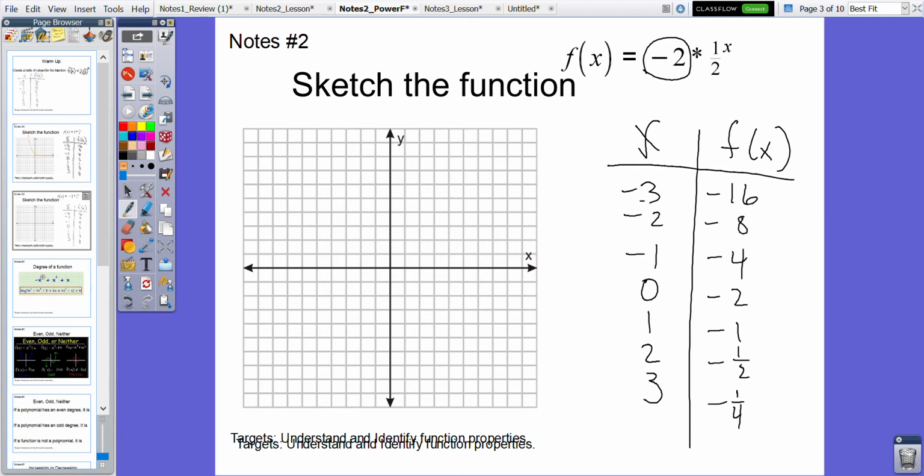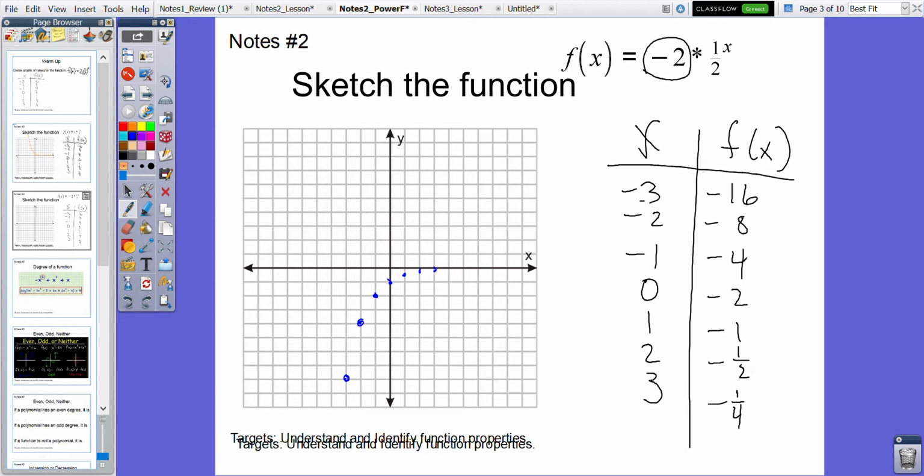I'm going to put that in blue here. So -3, -16: left 3 and then down 16, if we scale it the way I had originally, which should be right about there. -2, -8 is right there. -1, -4 is right here. And then 0, -2, 1, -1, 2, -1/2, and then 3, -1/4.